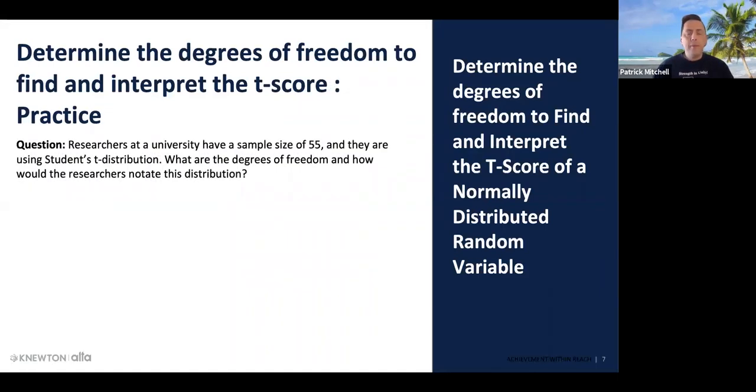All right, so a couple of quick examples with finding degrees of freedom. That part is pretty easy. Researchers at a university have a sample size of 55, and they're using a student's t-distribution. What are the degrees of freedom, and how would the researchers notate this distribution? Well, since the sample size is 55, that means that this distribution would have 54 degrees of freedom, and the distribution would be notated like this.